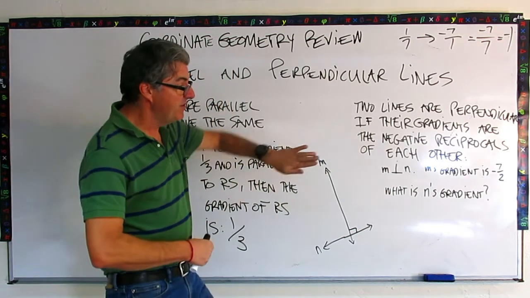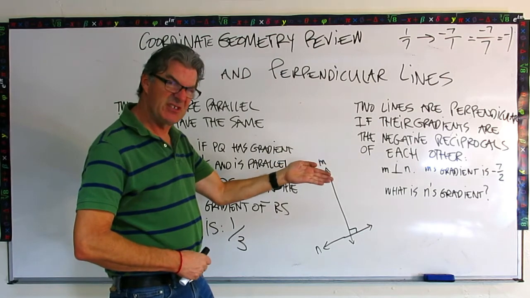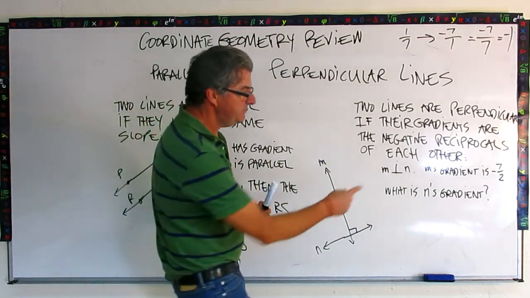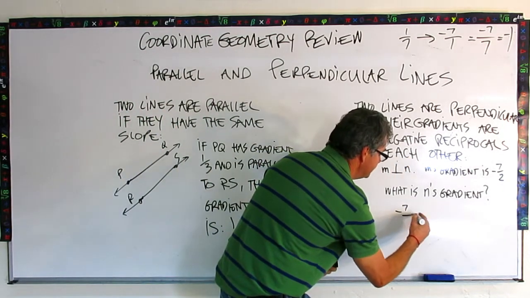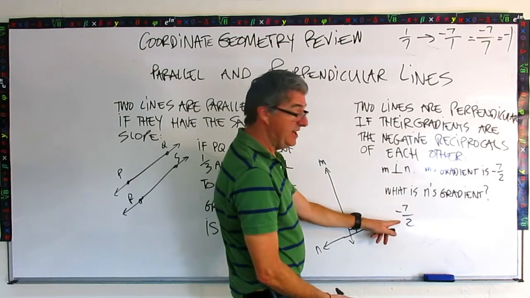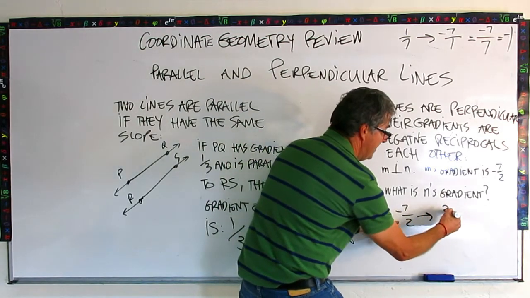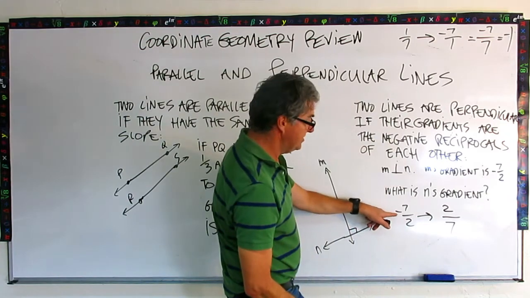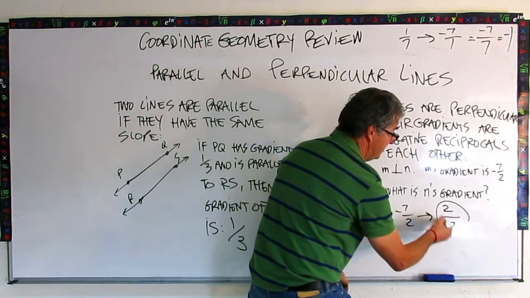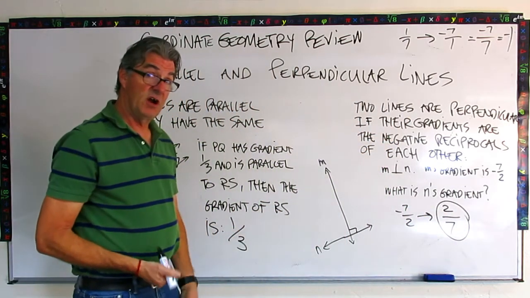Okay, if you came up with flip the fraction and change the sign, I think you probably got it right. So M's is -7/2, so we flip it, 2/7, change the sign. It was negative, so now it's positive. That's our slope, our gradient.